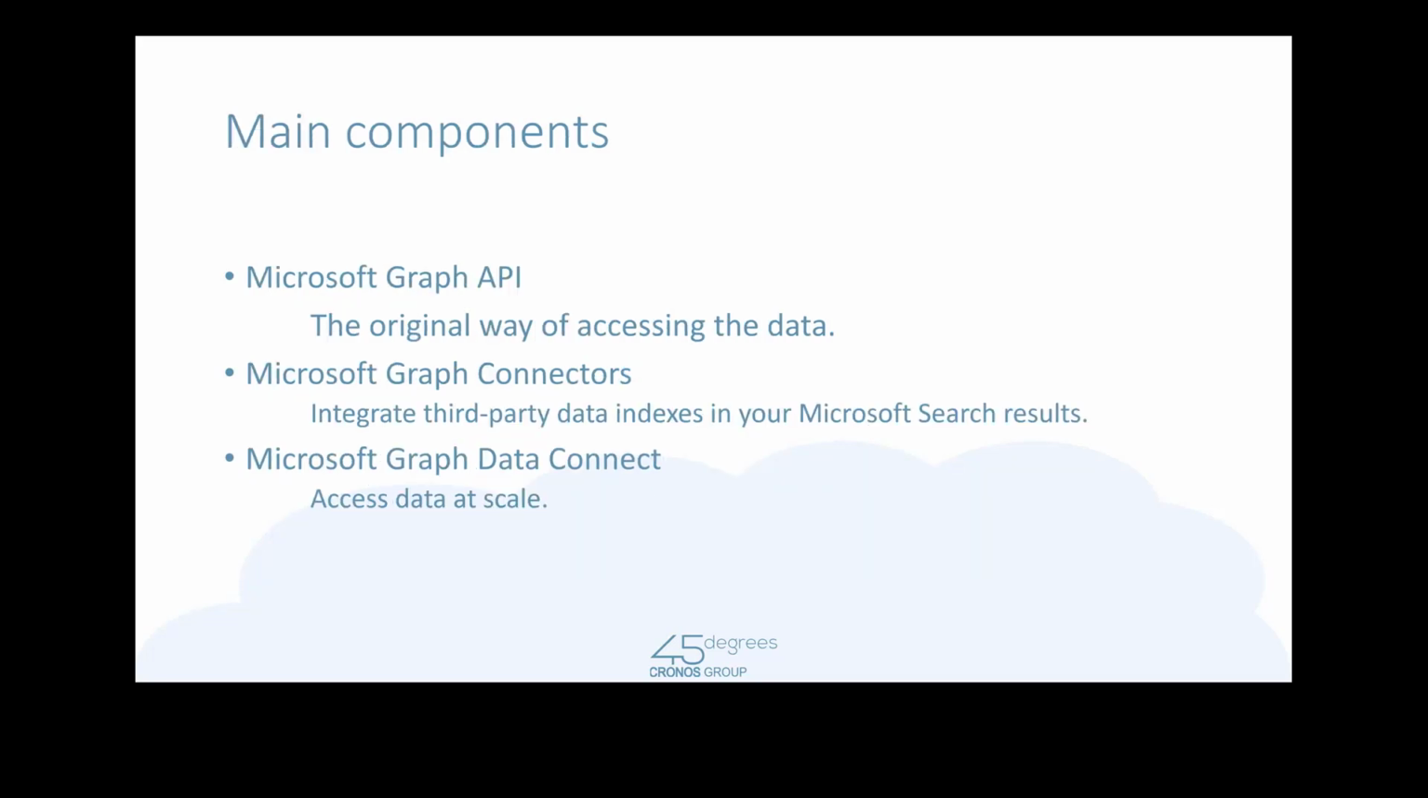The main components of the Microsoft Graph, because in the past you only had the Microsoft Graph API and everything was built around the Graph API. Today that's why I call it Microsoft Graph and not Microsoft Graph API anymore. It's a little bit confusing, but we have three main components. The Microsoft Graph API, that's the original way of accessing the data.